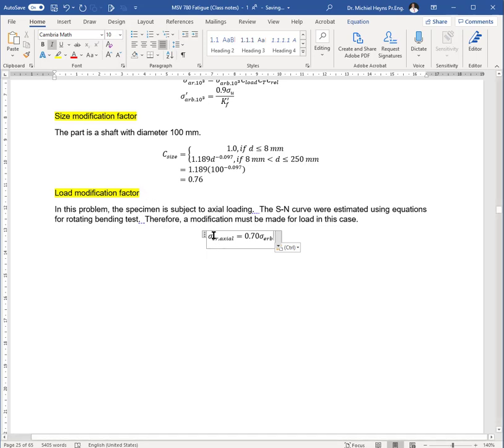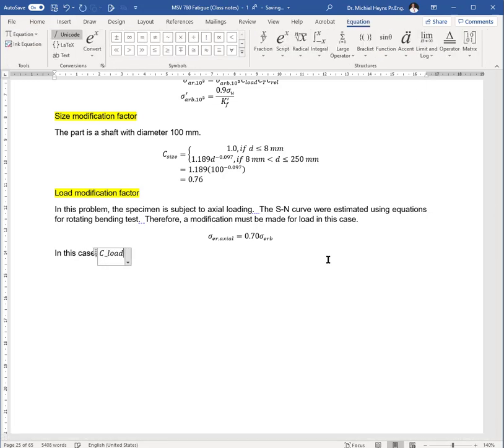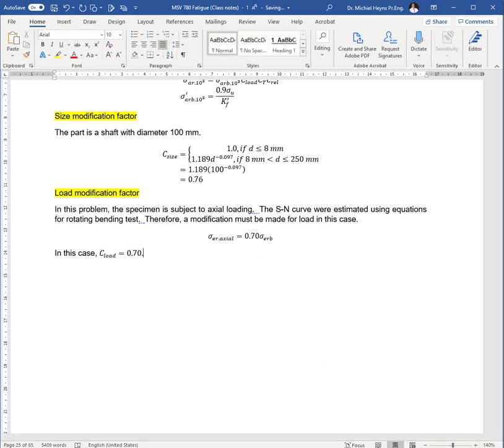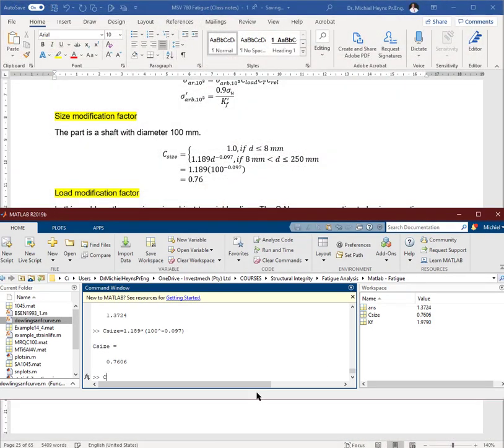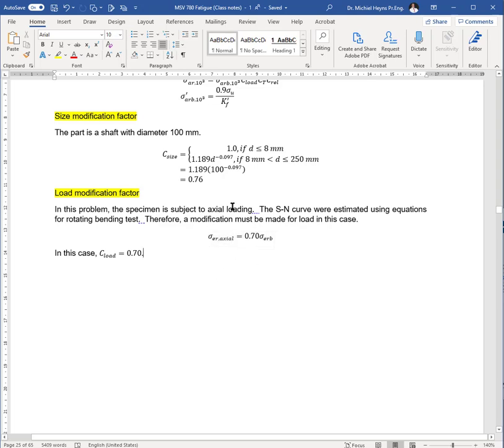If we have the endurance, the stress in the axial loading is equal to 0.7 times the one subject to bending. So in this case, we have C load is equal to 0.70. I'm just going to put that in my MATLAB as well, so that we can simplify calculations. So here we have C load is equal to 0.7. Good. So that's the load modification factor.